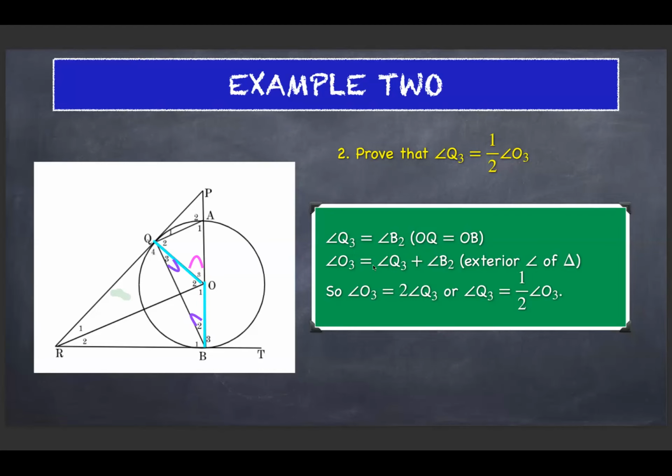And so that, of course, is going to give you that angle O3 is 2 times angle Q3, or you can even write it as 2 times angle B2, because we know that Q3 and B2 are going to be the same. So if you manipulate this, you would get that angle O3 is 2 times angle Q3. Can you see angle O3 here is 2 times angle Q3, right? And then if you manipulate this to make it look like how you want in the question, you just divide by half, make Q3 the subject of the formula, and you have your conclusion.